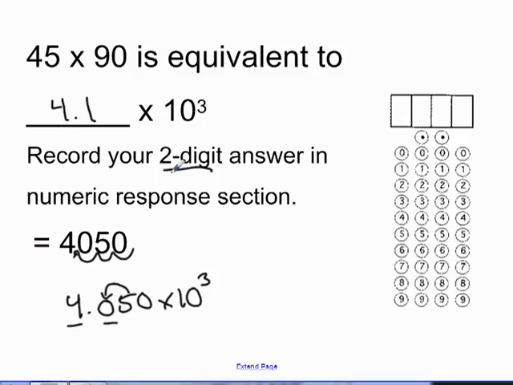For a 2-digit answer, because we're not using all of the boxes provided, we're always going to work our way from left to right. So start with the left-hand side, 4, decimal, 1, and we leave this last box blank, and then we would just bubble in the numbers.